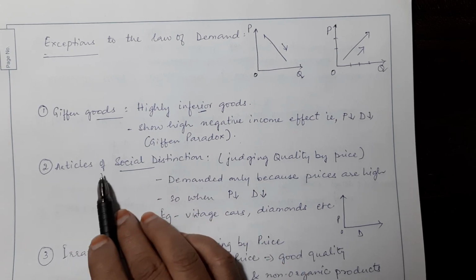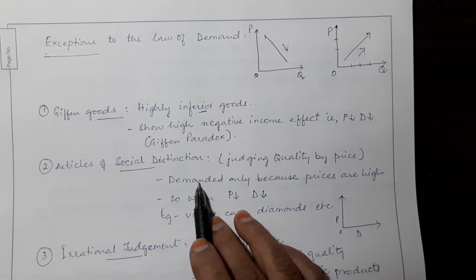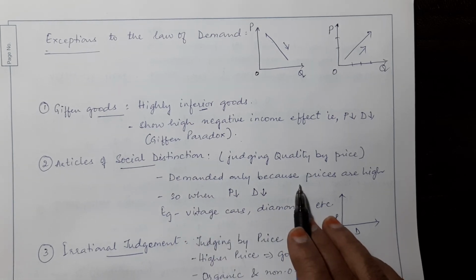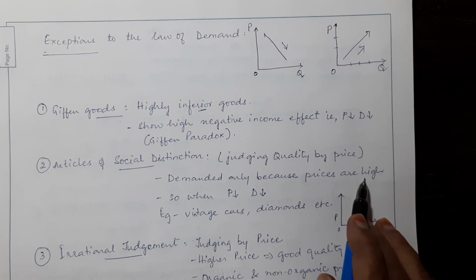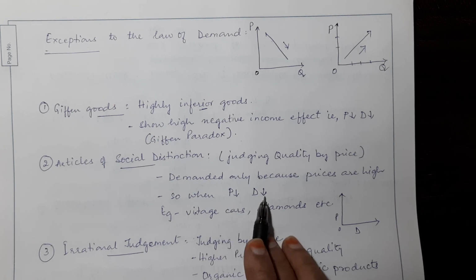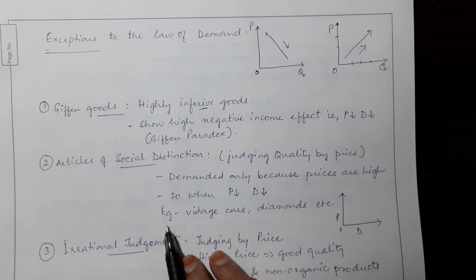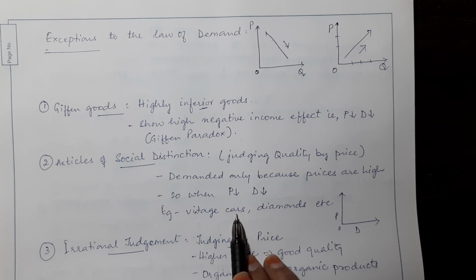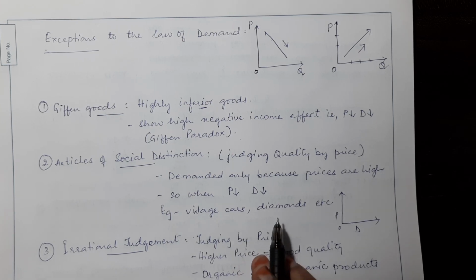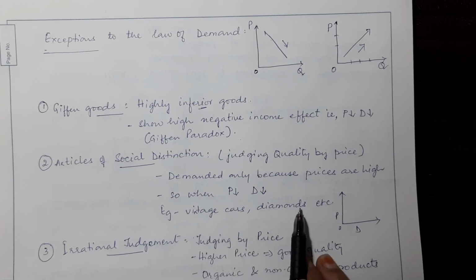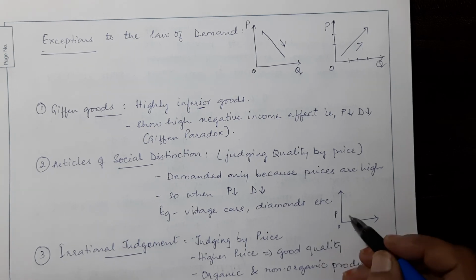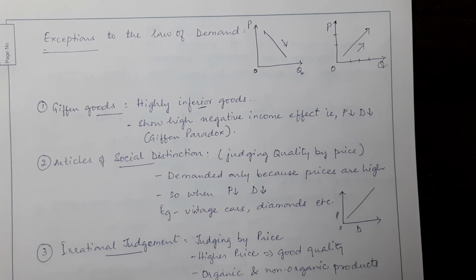Now, the second one is articles of social distinction. These goods are demanded only because of their prices, because the prices are high. So what happens is when the prices fall, they are just neglected. The demand shrinks, so the demand goes down. For example, vintage cars. People talk proudly about how they got this or that for that price. So when the prices go up, their demand also increases. Vintage cars, diamonds, etc. So here also when the price goes up, the demand also goes up.